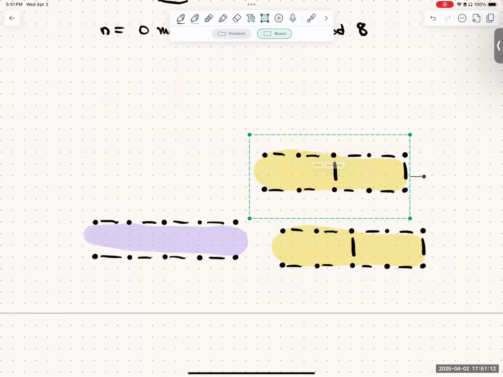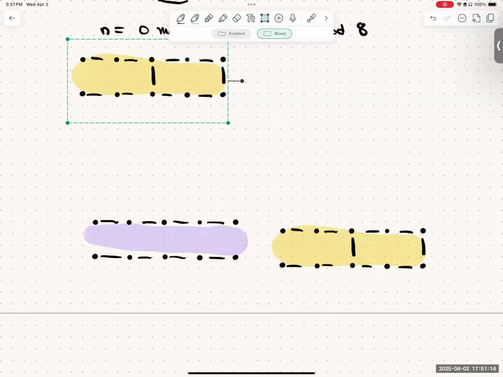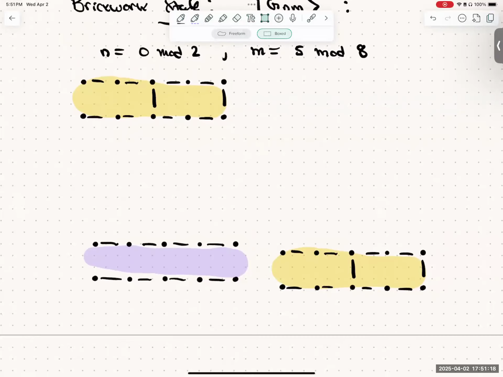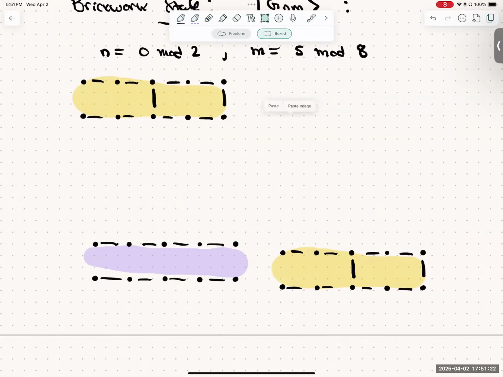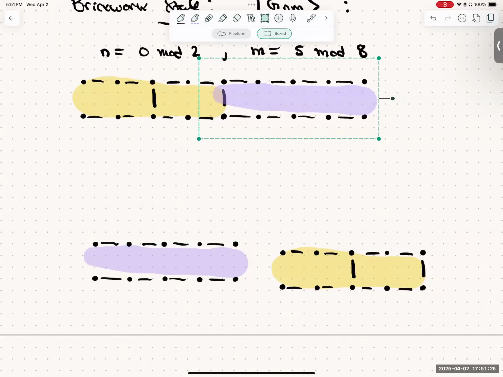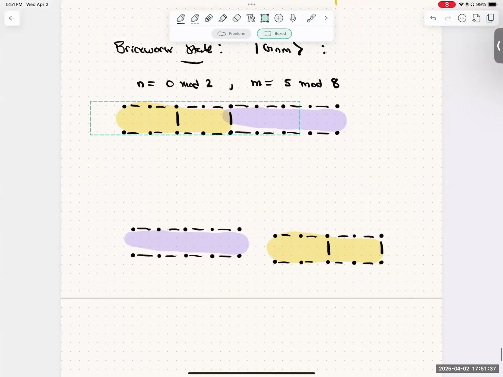So there's a rule for this. You can do this algebraically, but it's kind of annoying to see how it works. So this is how you do it. You have these two different tilings, and then you just keep repeating them like this. The mod 8 comes from this blue one, sorry, let's see. Let me see if I can fit one more in here.